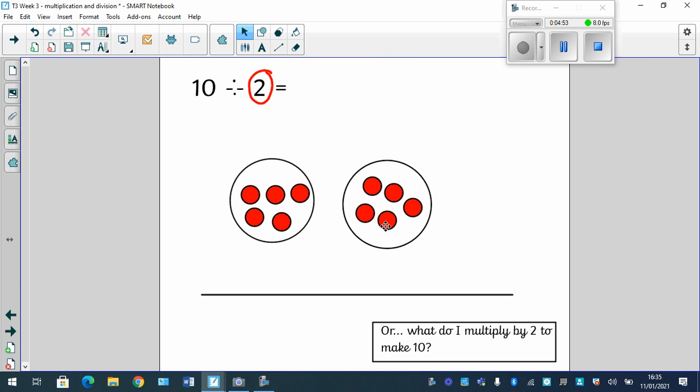10 divided by 2 equals. In each group, I have an equal amount. I have 5 in this group and 5 in this group. So 10 split into 2 equal groups equals 5. Okay? Here's another way to solve this calculation.